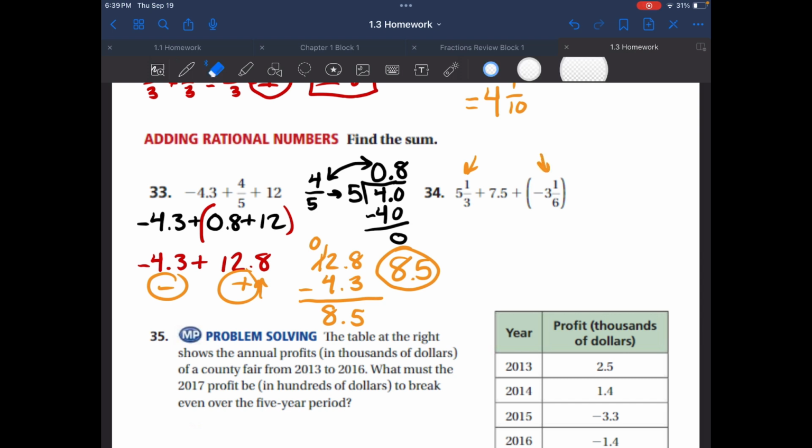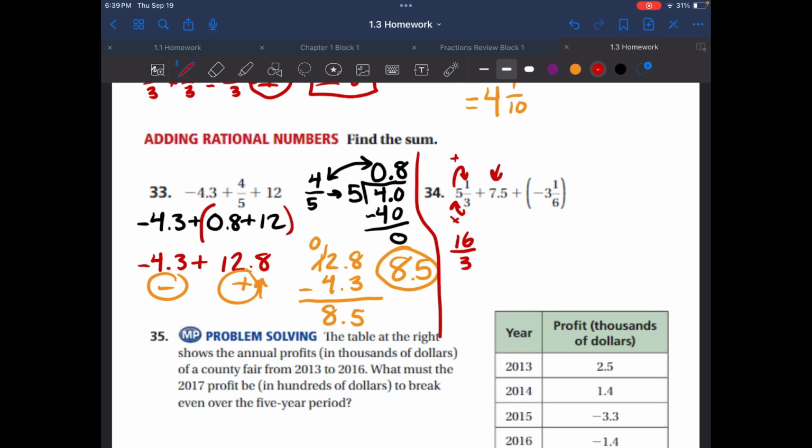All right, for this one, I've got two fractions going on. So I'm probably better off changing everything to fractions, right? It's going to be a lot easier. Before I do that, I'm also going to make all of these mixed numbers into improper fractions. 3 times 5 is 15 plus 1 is 16. All right. 16 over 3 is my first one. For 7.5, 0.5 as a fraction is just 1/2. So, to make a mixed number, it would just be 7 and 1/2.